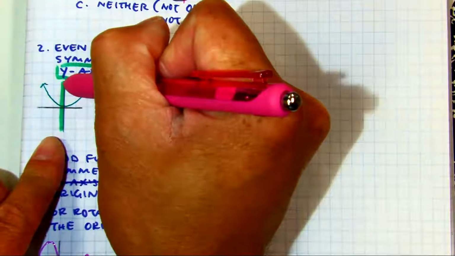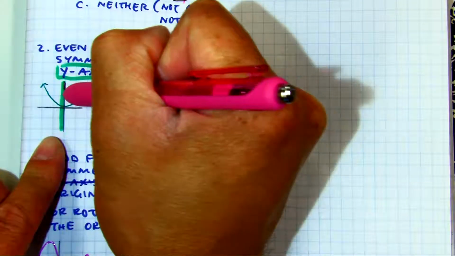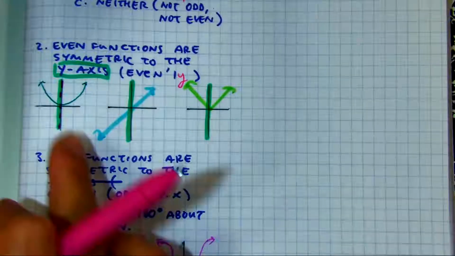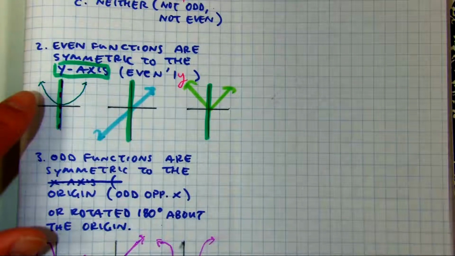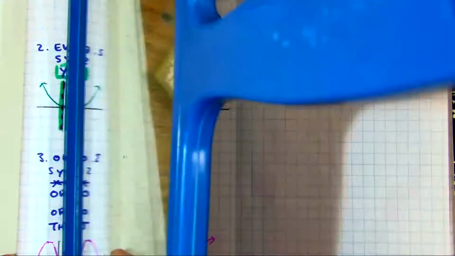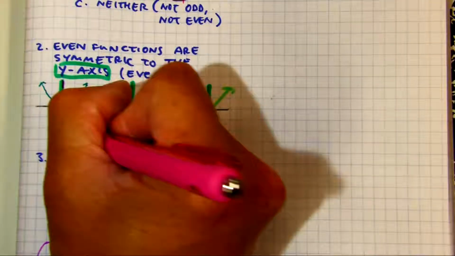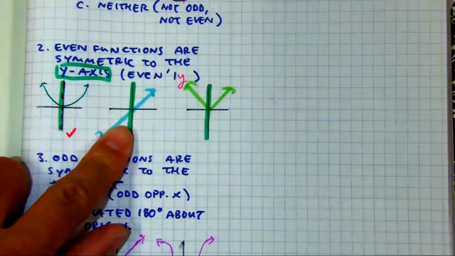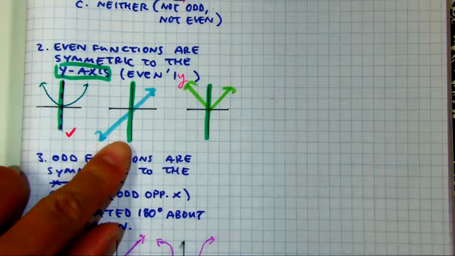So, can I fold my graph and put my mirror on that line? Yes. So the function is what? It is an even function. Let's put a check. Is this example an even function? No. It is not.